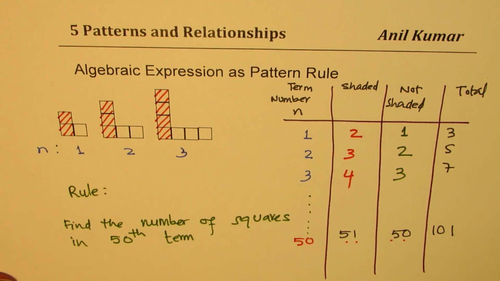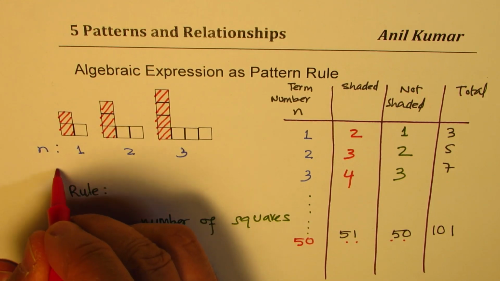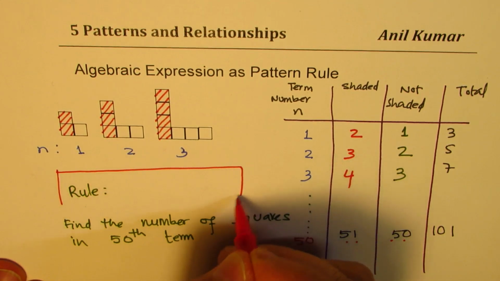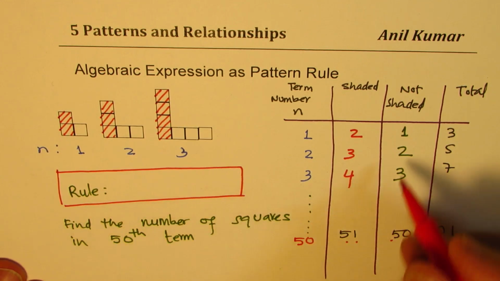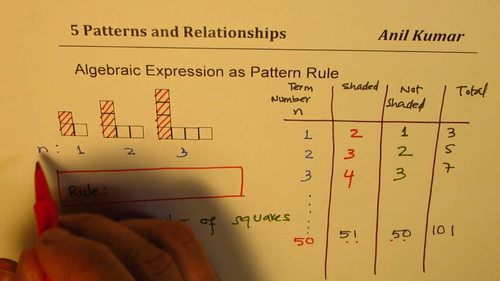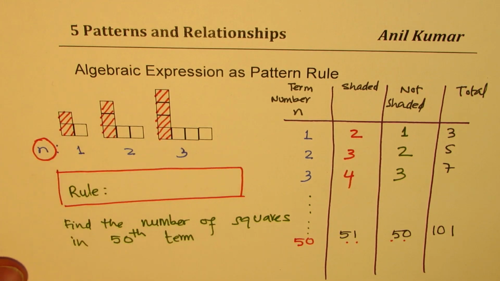But now again, I have not given you the rule. So the question here is to write down the rule from whatever we have done in terms of n. Perfect. Can you do that? So post your answers after writing the rule.